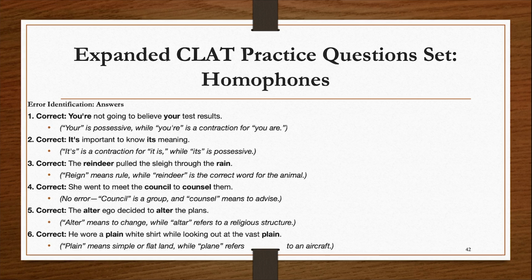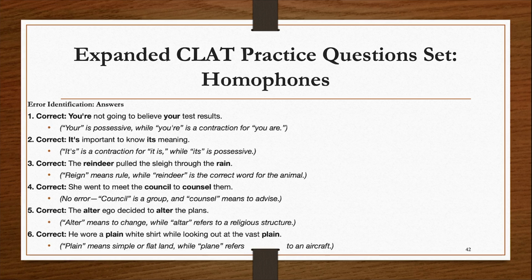Now, "reign" basically means to rule. So, "the reindeer pulled the sleigh through the rain." Okay, not the way it was written. And the correct one again in the next sentence is: she went to meet the council to counsel them. Now, COUNCIL is a group and COUNSEL means to advise.